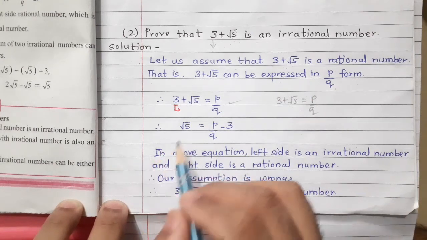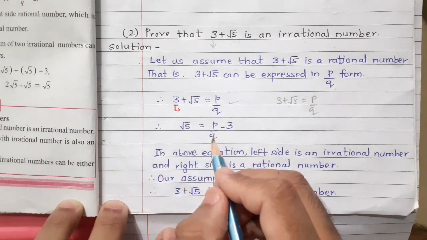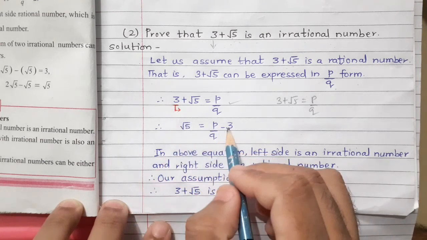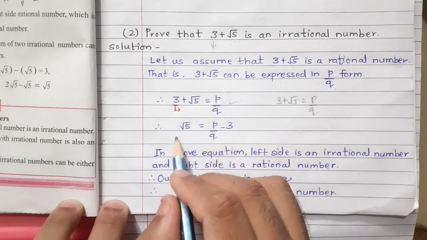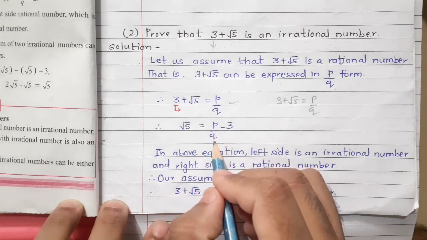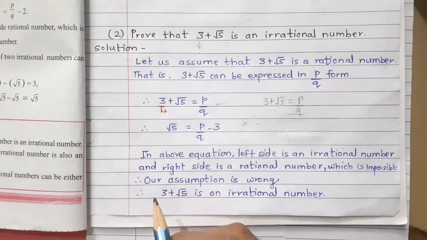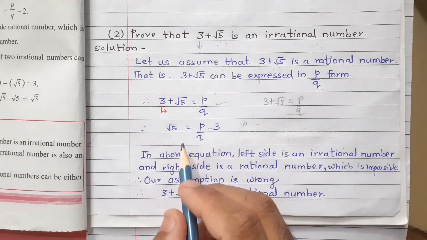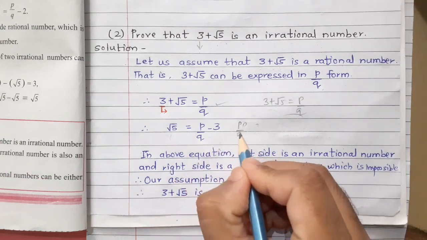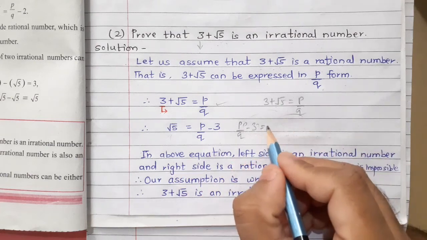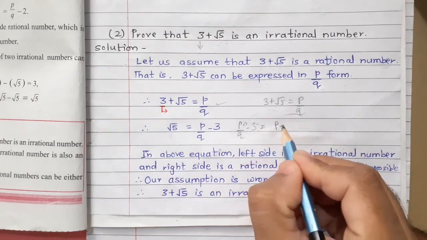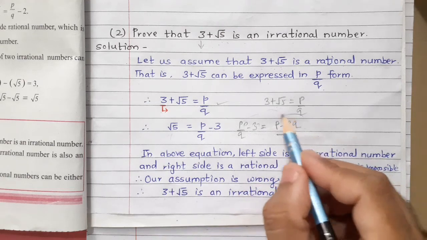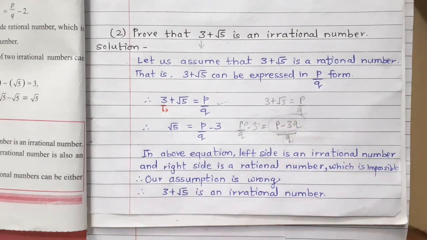In the next step, we have root 5 is equal to P upon Q minus 3. This 3 is positive on the left hand side. When it goes to the right hand side, it becomes negative. When we solve P upon Q minus 3 by cross multiplication, we have P minus 3Q upon Q, which is in the form of P upon Q. So it is a rational number.